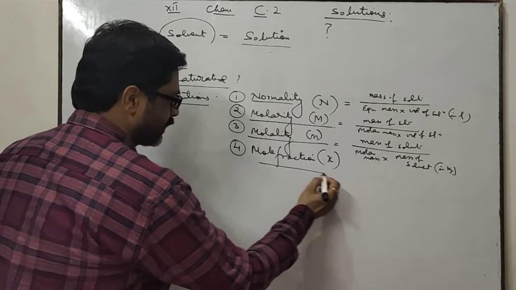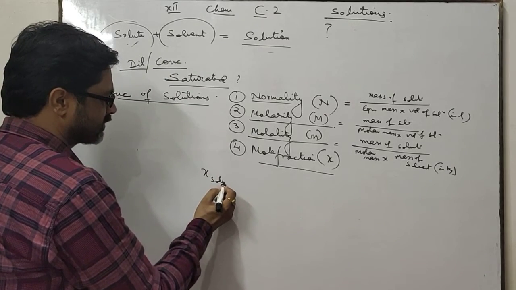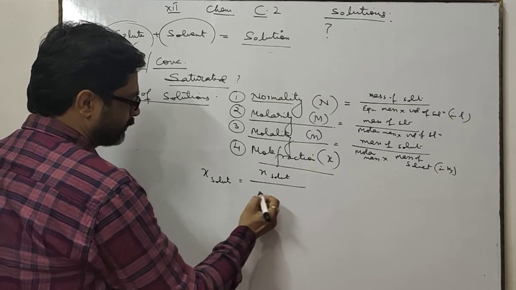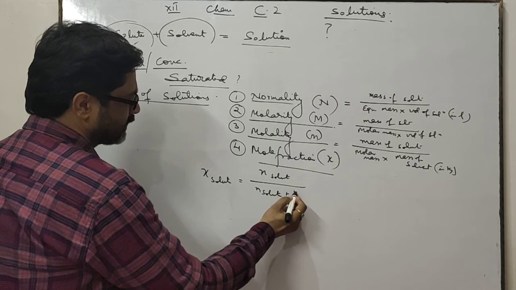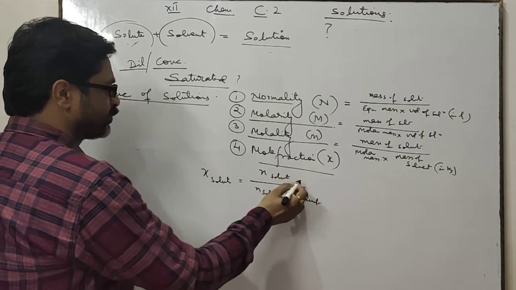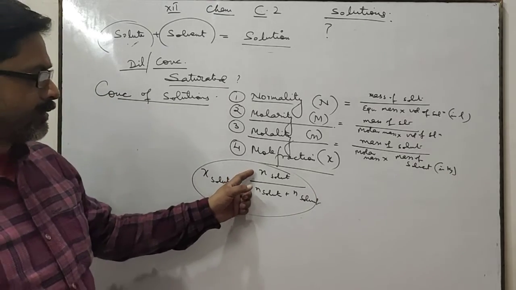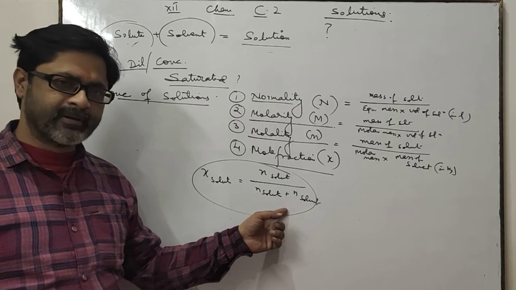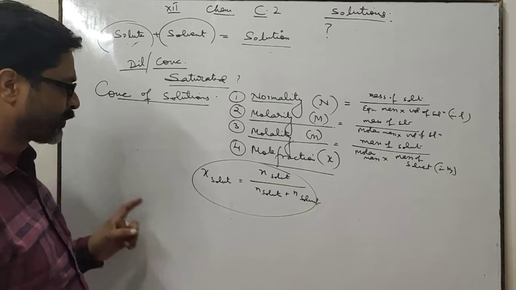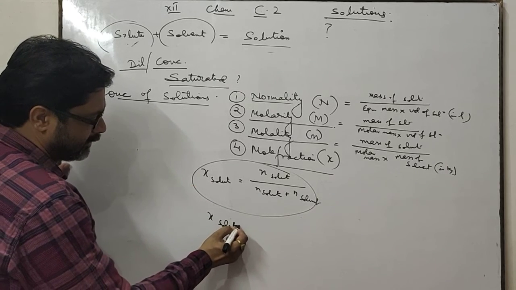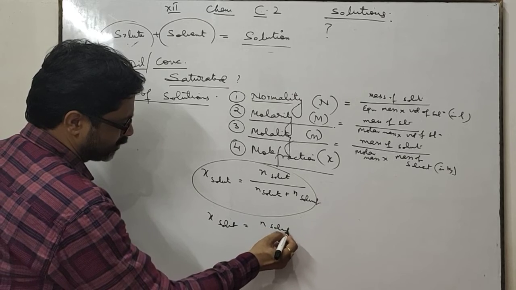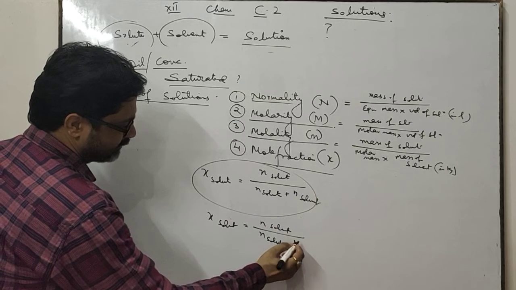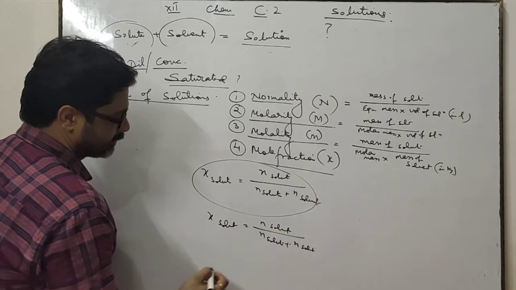What is mole fraction? The ratio of number of moles of solute, n solute upon n solute plus n solvent. This is the ratio of number of moles of solute with the number of moles of solute and solvent. This ratio is known as mole fraction. To find X solvent, we can use number of moles of solvent upon number of moles of solute plus number of moles of solvent.